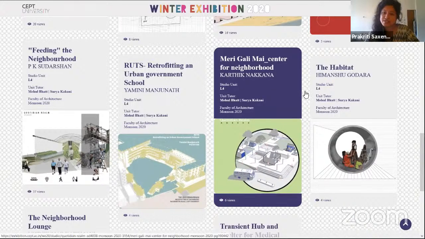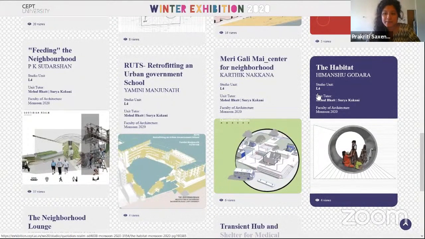The next project done by Himanshu is called The Habitat. This was a rain basera in the city for migrants coming from all over. So Himanshu also did an adaptive reuse project where he looked at how the existing infrastructure can be converted into meaningful space, meaningful homes to empower migrants when they are in a new city looking for work.